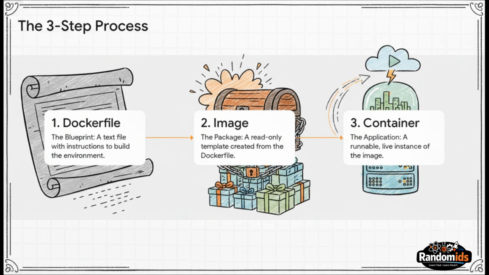First, you write a Dockerfile. Think of this as the blueprint. It's just a text file with simple commands, like, hey, start with a basic Linux system, install Python, and then copy my app's code inside. Second, you use that blueprint to build an image. This is the actual package, a read-only template of your application. And finally, step 3, you run that image, which spins up a container, the live running version of your app. So it's just blueprint, package, and application.